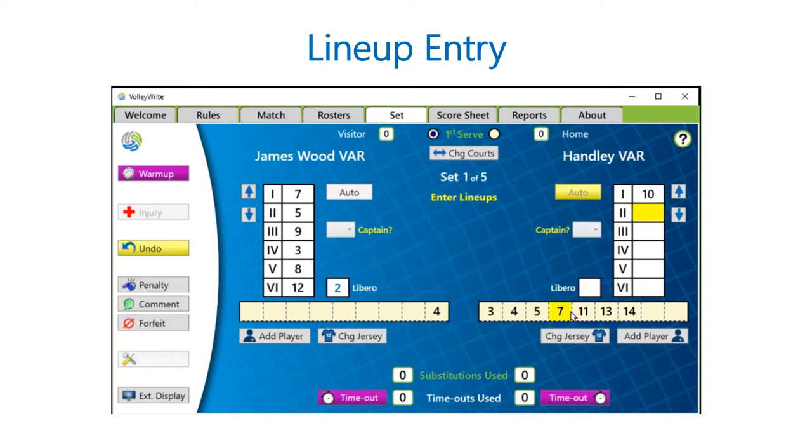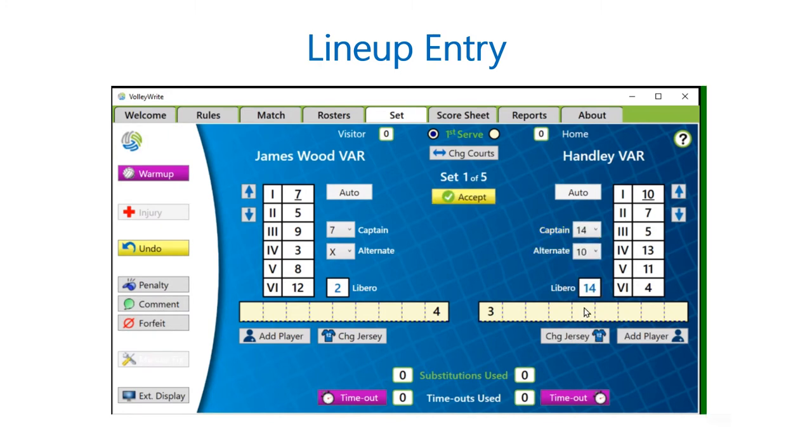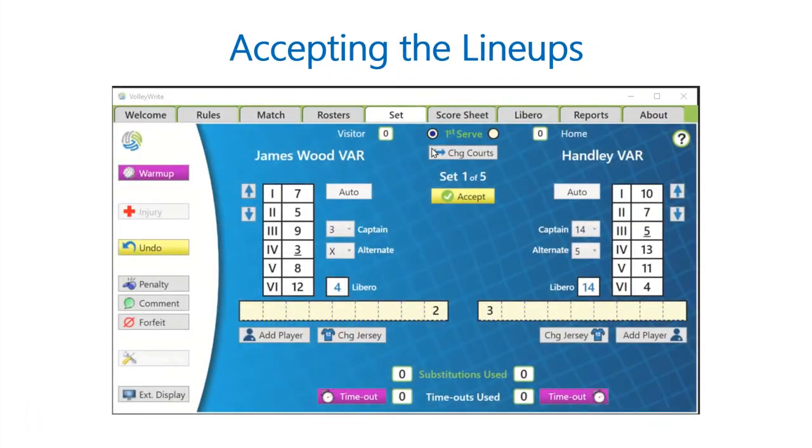If the rules indicate that VolleyWrite should track the floor captain, you'll have to enter the captains using the drop-down boxes provided. Coaches indicate this on the lineups with a small C next to one of the player numbers. You have the option of entering the alternate if the coach specifies one, but when the libero is the floor captain, an alternate must be entered. Once all the information has been entered, the Accept button appears.